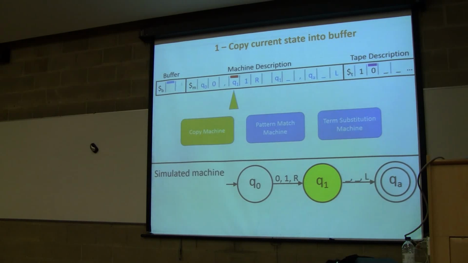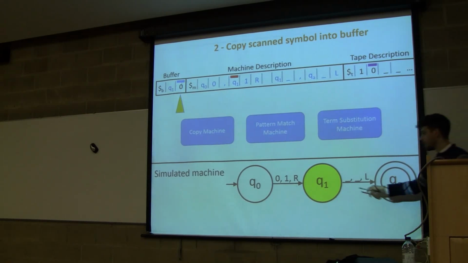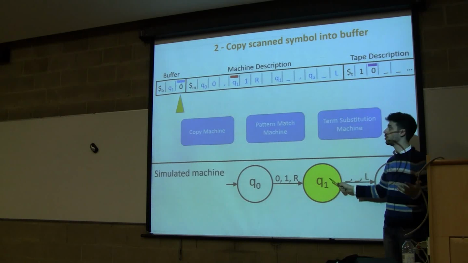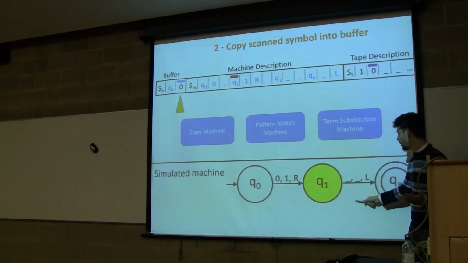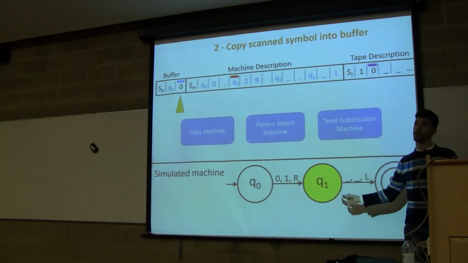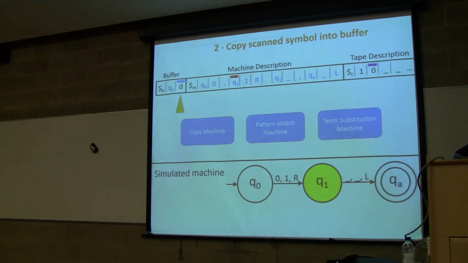Okay. So again, you copy the symbol in the buffer, do just that, copied it. Now it's time to find if there's a rule telling you what to do when you're in Q0 and you read a 0. But we see here, there's no such rule. So you're in Q1. If you read a 0, you reject. There's nothing there. So that's exactly what the universal Turing machine has to do, right?